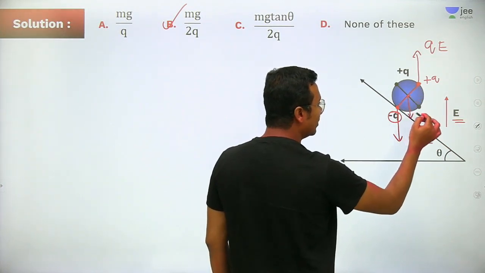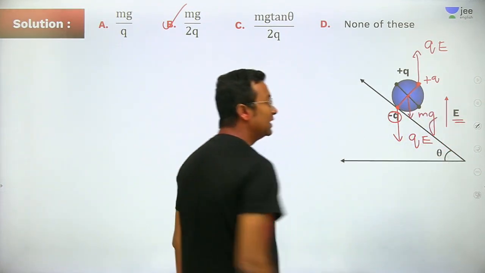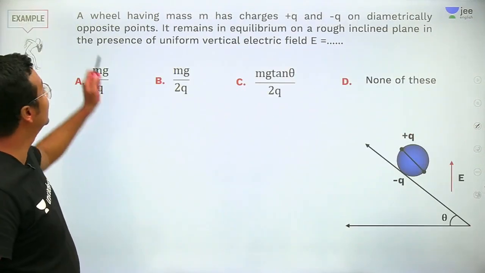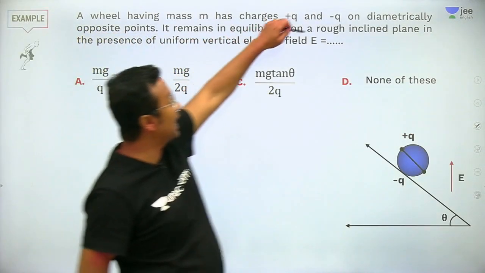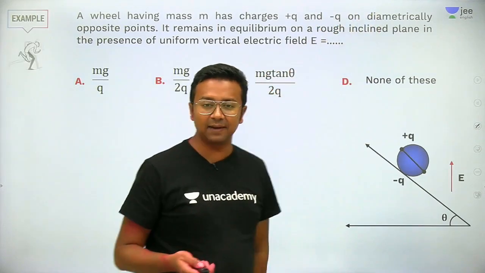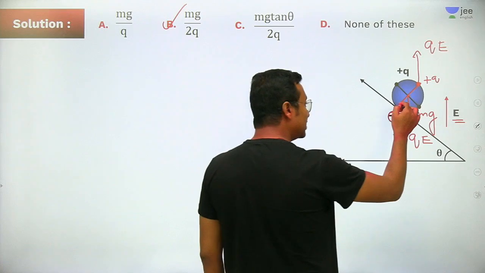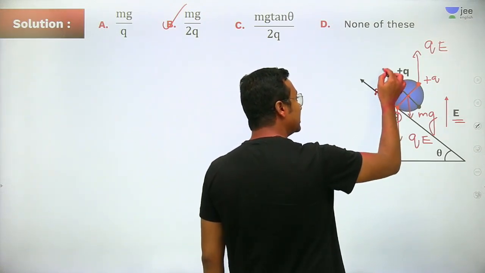mg will be acting in the downward direction, mg. Will there be any other force? Well, there is another force. They said it's a rough inclined plane. Now, if it is a rough inclined plane, there will be friction acting in this particular direction.